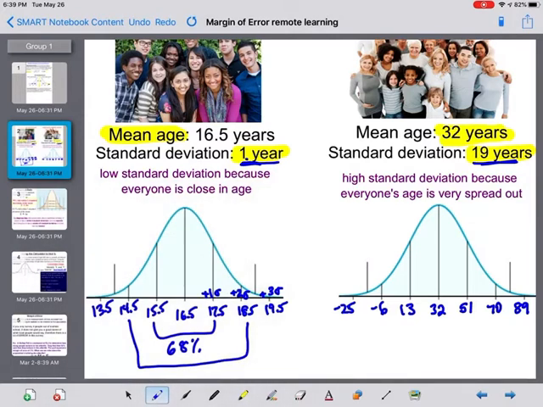So this tells us that the majority, that 68% of the people, are between 13 and 51, and 95%, so almost everybody, is between 0, because you can't be negative, and 70 years old. So this is a high standard deviation. High standard deviation because everyone's age is very spread out, and a low standard deviation because everyone's age is close in age. So take a minute to write down some notes for yourself to understand what standard deviation tells you and what a low versus a high standard deviation is.